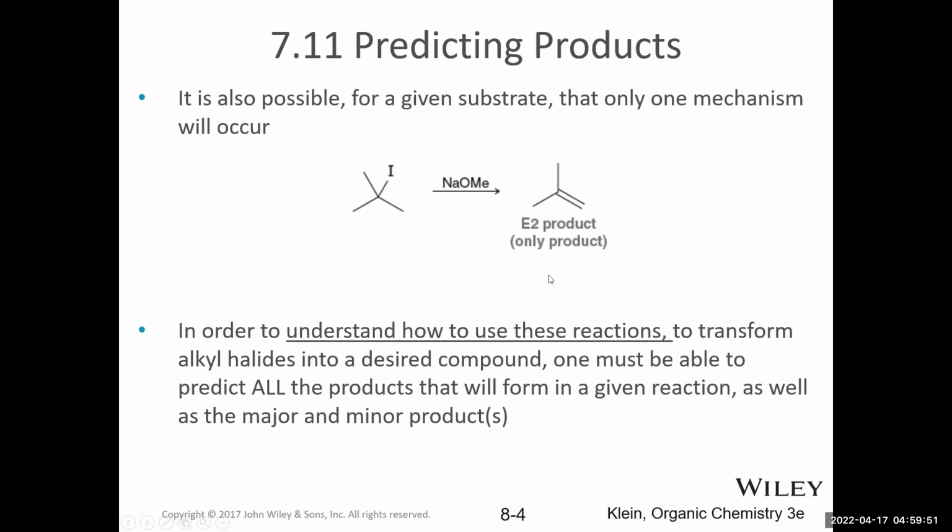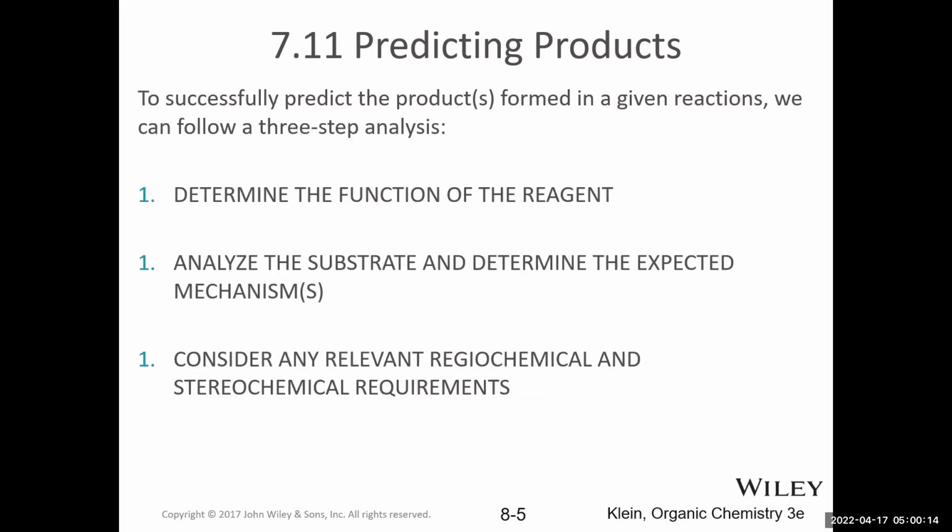Because there's no issue of regioselectivity, given that all three beta carbons are equivalent, there is only one single product in this particular case. So in order to understand how to use these reactions to transform different alkyl halides into different products, one must be able to predict all the products that will form in a given reaction. So you want to predict all the products as well as understanding what will be the major and minor products.